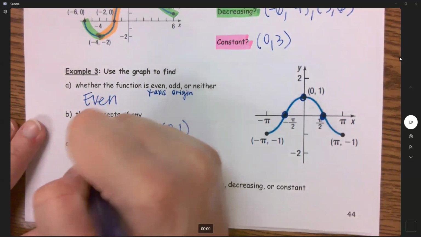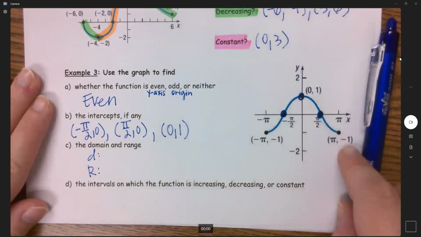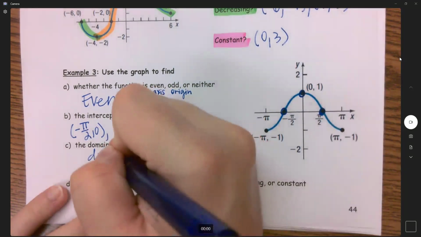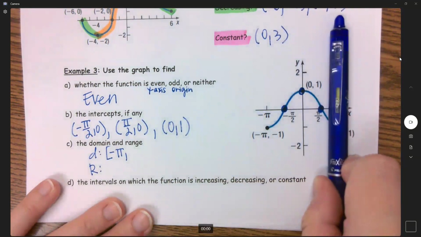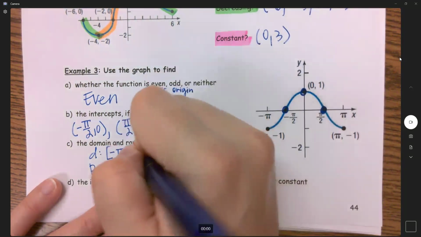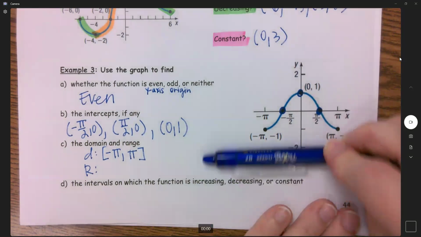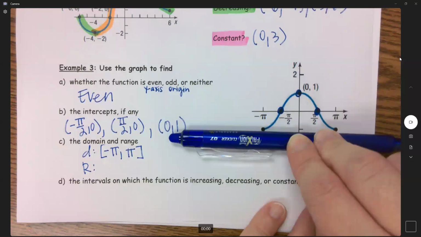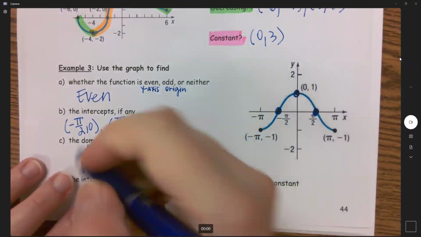All right, domain and range. This was from last lesson. As you go from the left to the right, your leftmost x value is right here at negative pi. And as you keep going, it's all the way to pi. Your range, as we go from the bottom to the top, your lowest y value is right here at negative 1. And your highest y value is at 1.